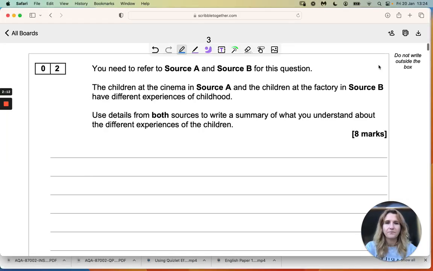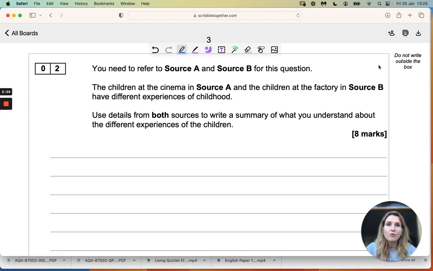Let's look at an example. Okay, so here's an example having to do with the Odeon and going to the cinema. You need to refer to both source A and source B for this question. The children at the cinema in source A and the children at the factory in source B have different experiences of childhood. Use details from both sources to write a summary of what you understand about the different experiences of the children. So you just need to find 2 pieces of evidence from each text about the experiences of the children at the cinema in source A and at the factory in source B.